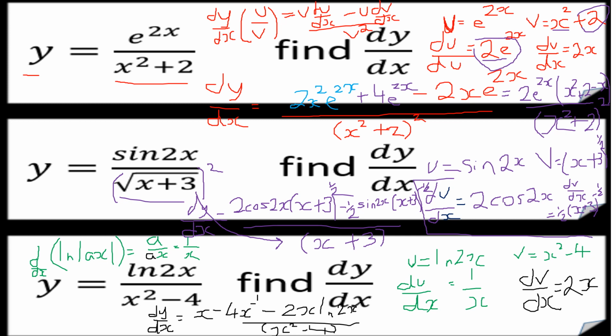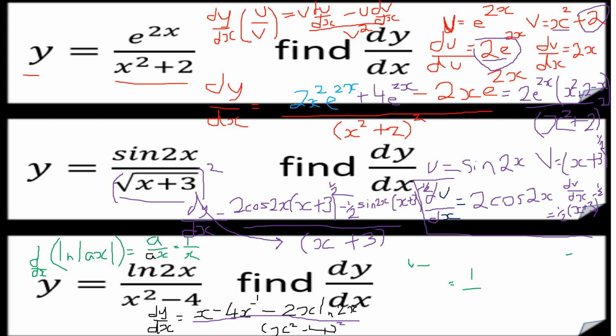I'll just delete that little fraction, we've got a bit more space. So x squared minus 4, all squared. Sorry if I'm squishing it there. And that would be your final answer. Of course, I can factorize an x out on the top to simplify that any further. So I'll do that now.